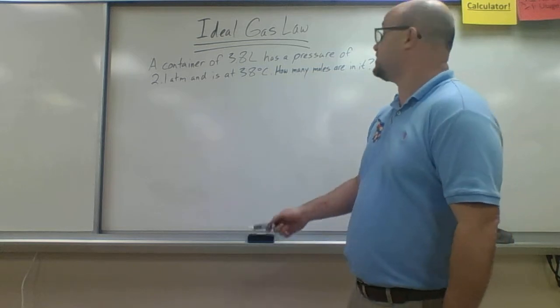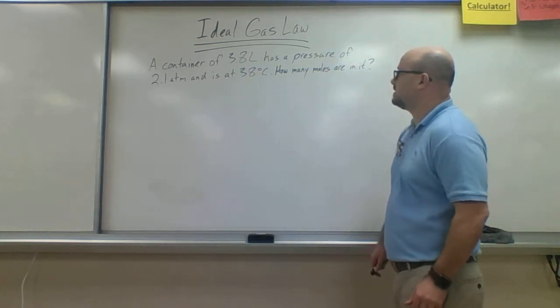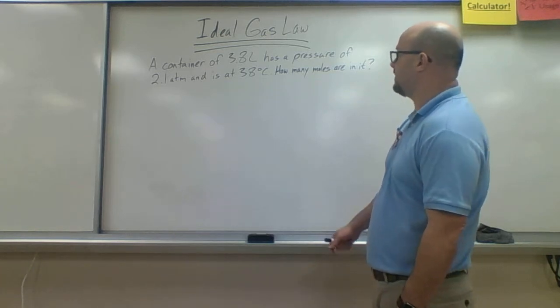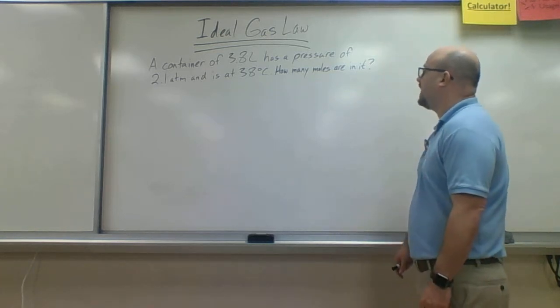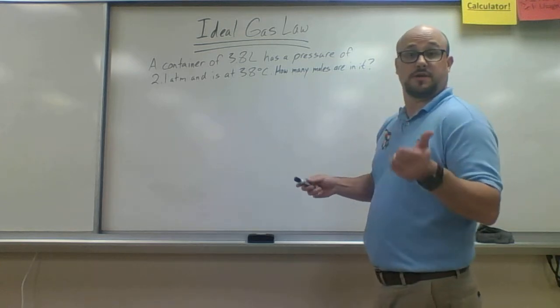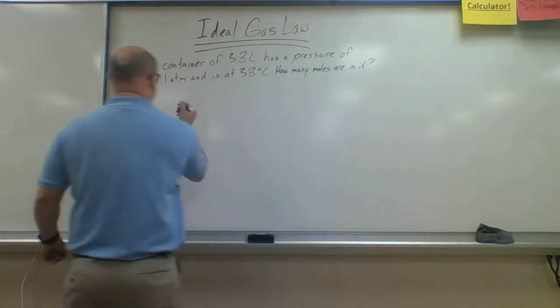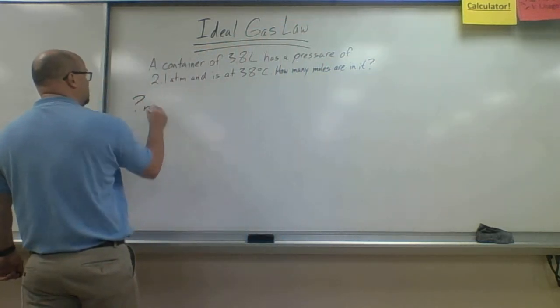First off, let's read the question. A container of 3.8 liters has a pressure of 2.1 atm and is at 38 degrees Celsius. How many moles are in it? So first off, we're looking for moles. And remember, moles is represented by the letter N. So, N equals question mark.